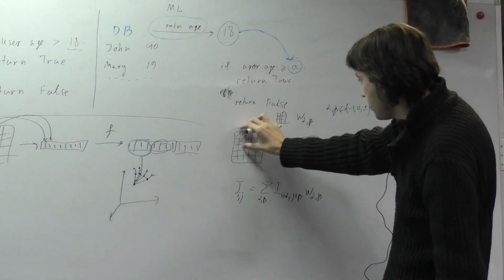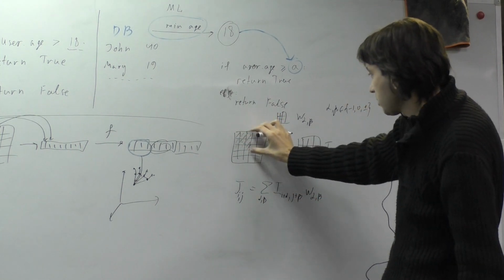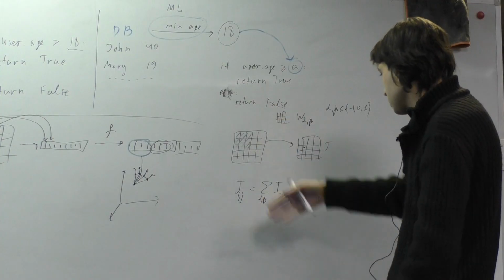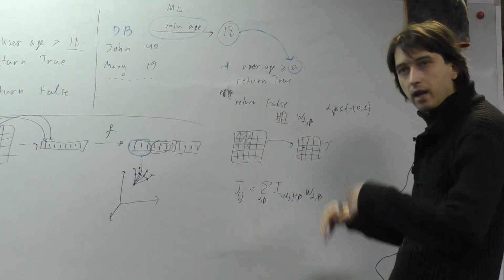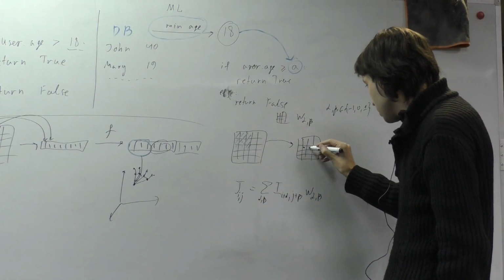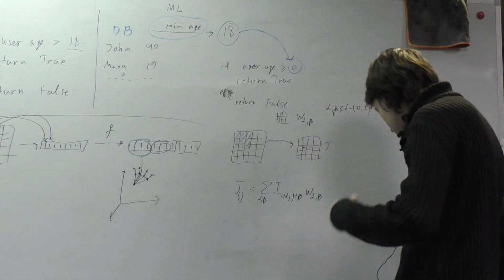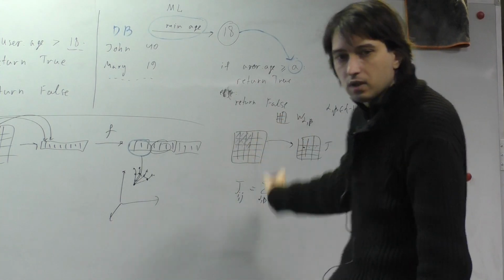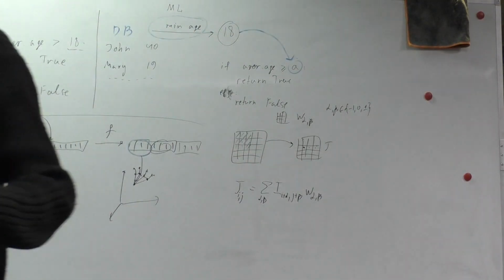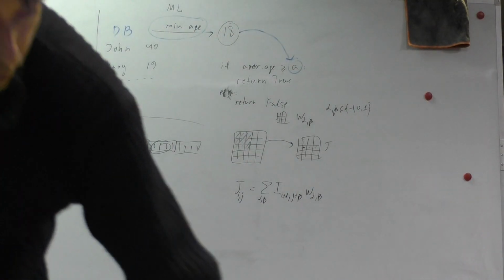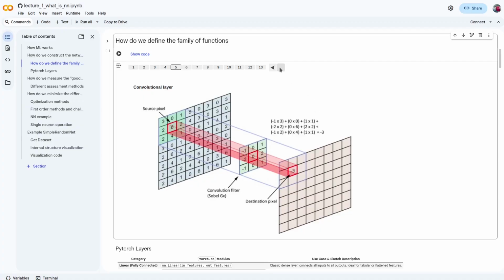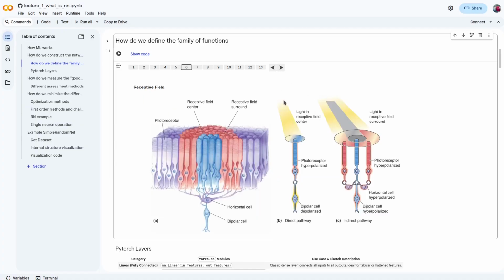And so I move this kernel to the next patch. I take all the pixels, multiply by weights, add them together and put in here, then in here, and so on and so forth. So this way I go through all the input image and get some output image. So here is example of the convolution layer.